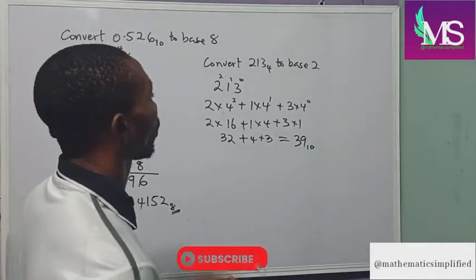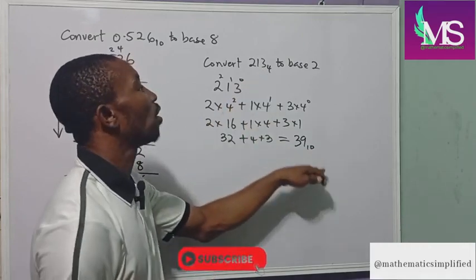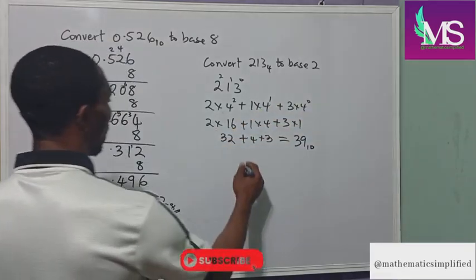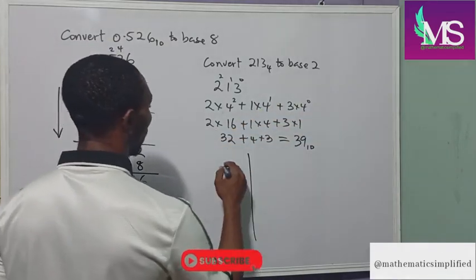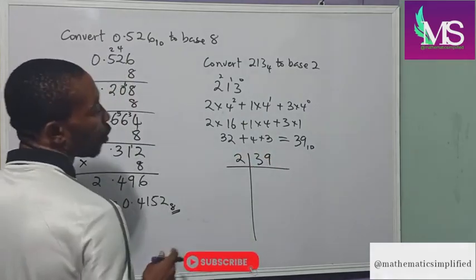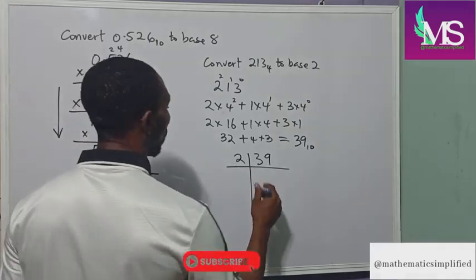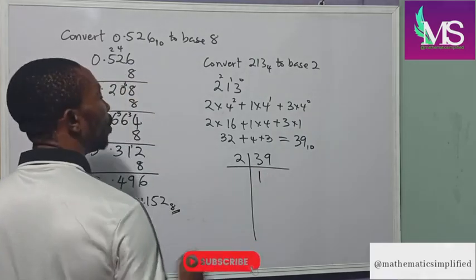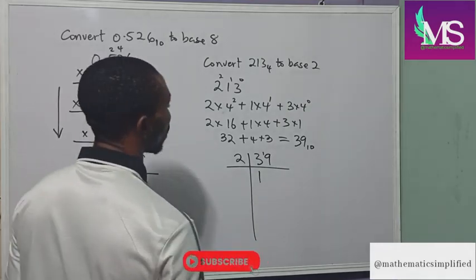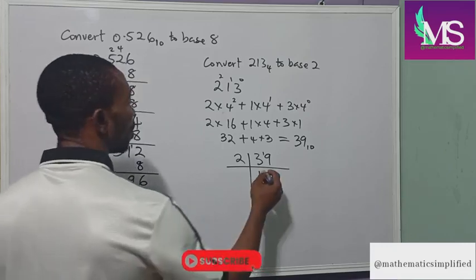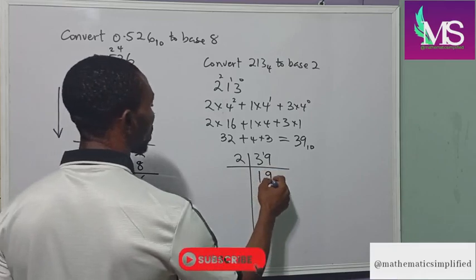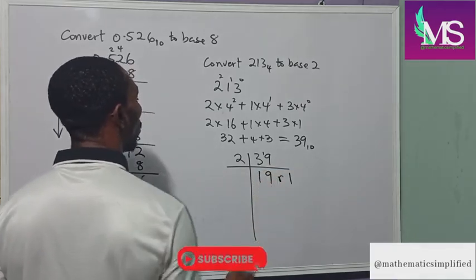Now, since we've converted from base 4 to base 10, we can now convert from base 10 to base 2 using the division method. Now this becomes 39 and 2. 2 into 39 will give us 19, remainder 1. So 2 into 19 would give us 9. Now that's 2 times 9, 18. So this will give us 9, remainder 1.